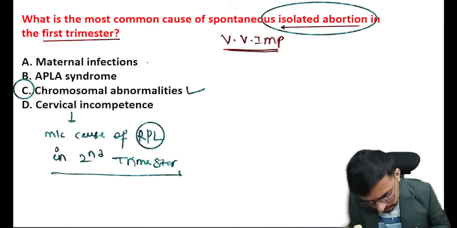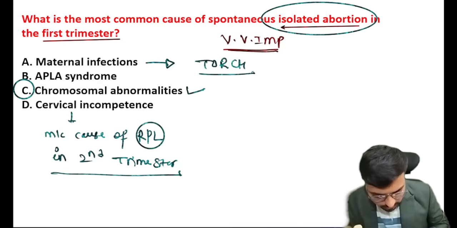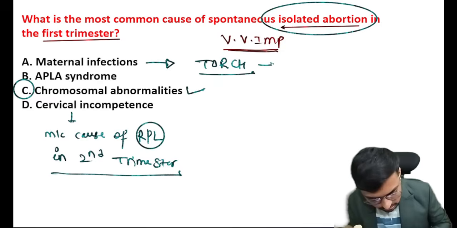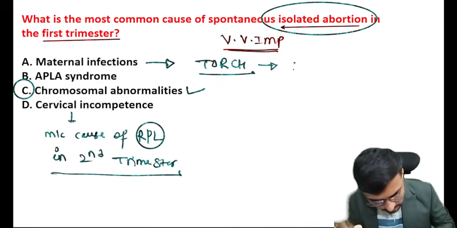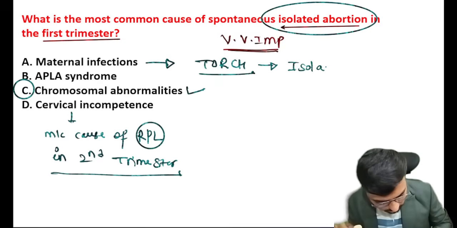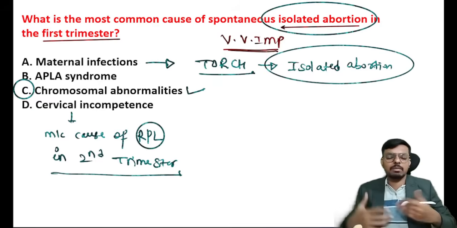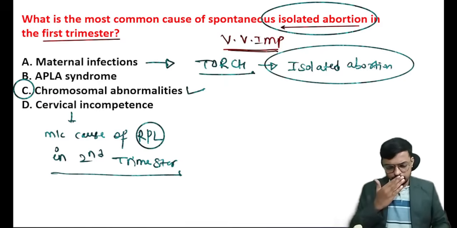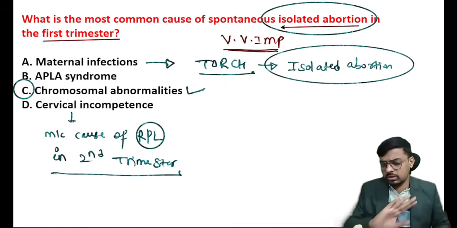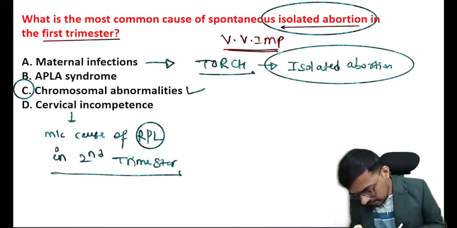And the maternal infection, especially TORCH. We have discussed everything related to TORCH, and TORCH will never cause recurrent pregnancy loss. It will only cause isolated abortion. It only has the ability to cause a single episode of abortion, not repeated abortions. Very important: in TORCH, only isolated abortion happens. So due to TORCH, there is no recurrent loss of pregnancy.